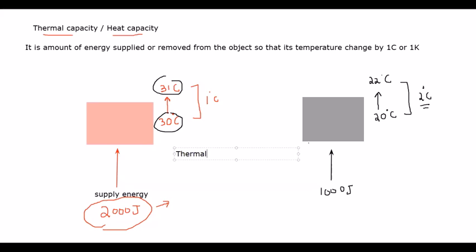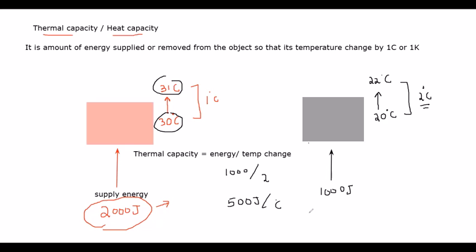Thermal capacity is equal to energy supplied or removed divided by temperature change. So the energy which we supply here is 1000, and what is the temperature change? The temperature change is 2. So 1000 divided by 2. So what is the thermal capacity? The thermal capacity is 500 joules per degree centigrade.